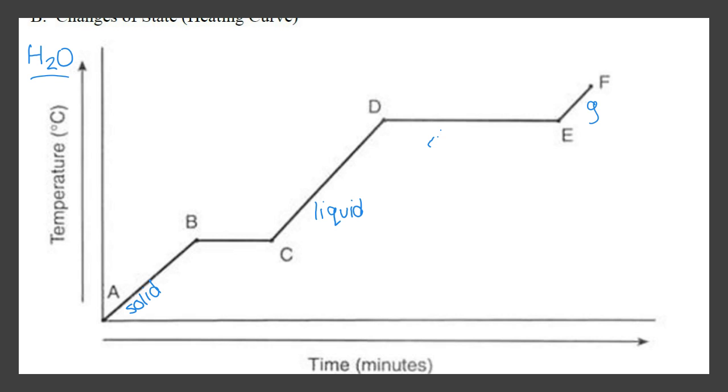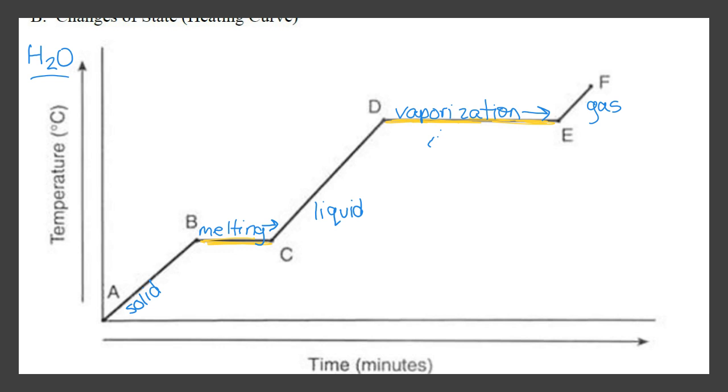And E to F would represent when it's in the gaseous state. When we have these flatline sections, it's really important to understand that these represent our phase changes. So if you want to highlight those, if we are going from left to right, then this is going to be going from solid to liquid. This is going to represent melting as we go from left to right. Going from liquid to gas is going to represent vaporization.